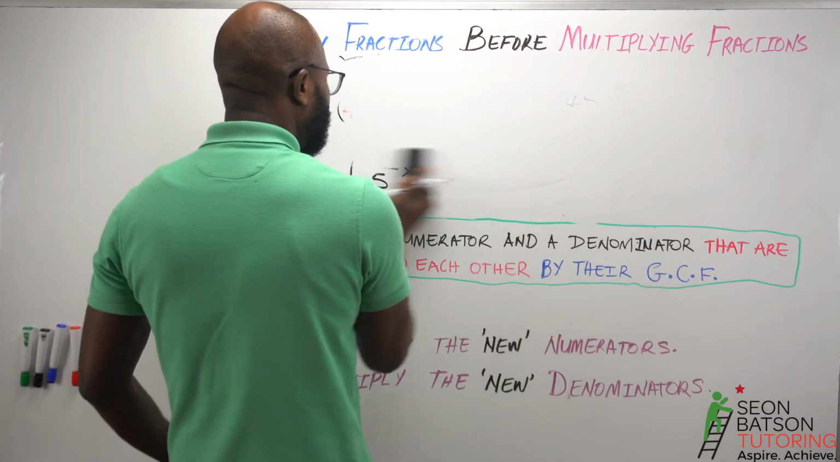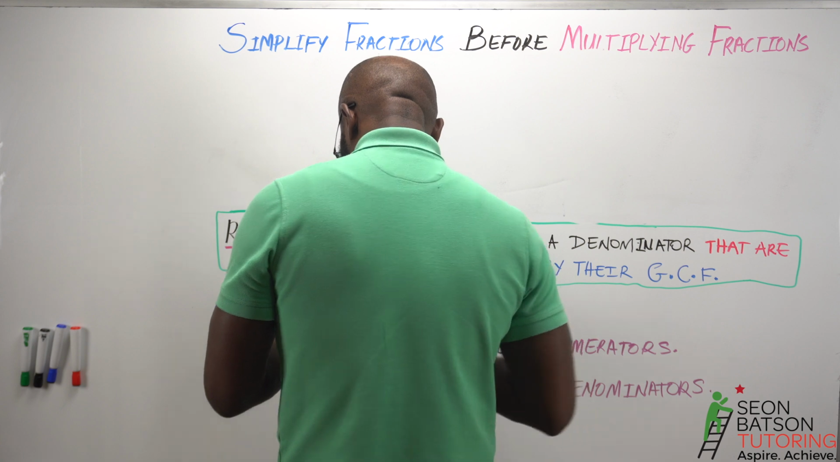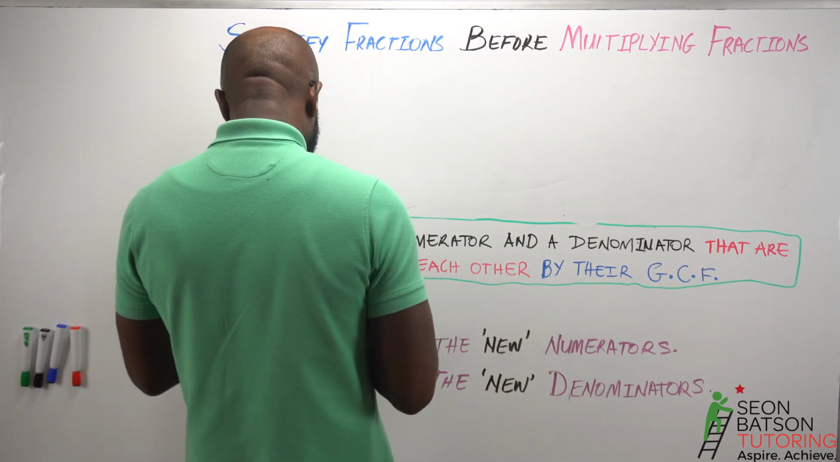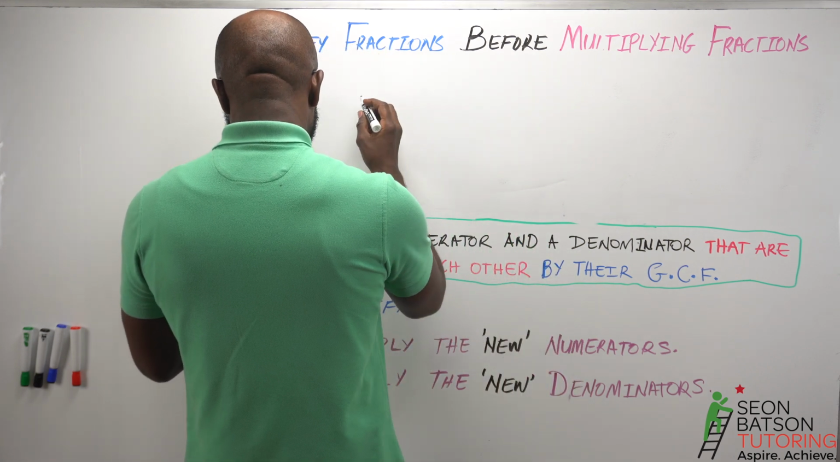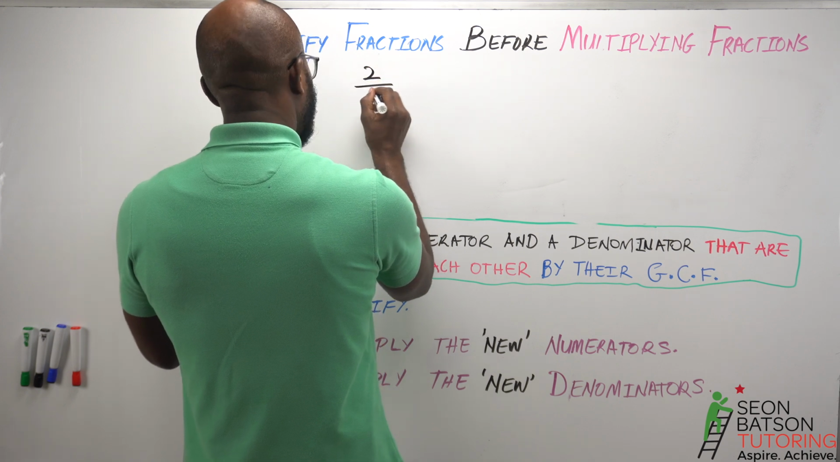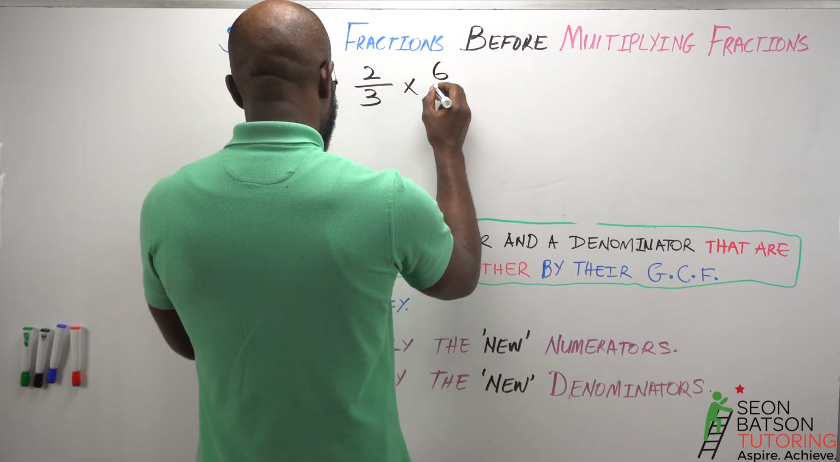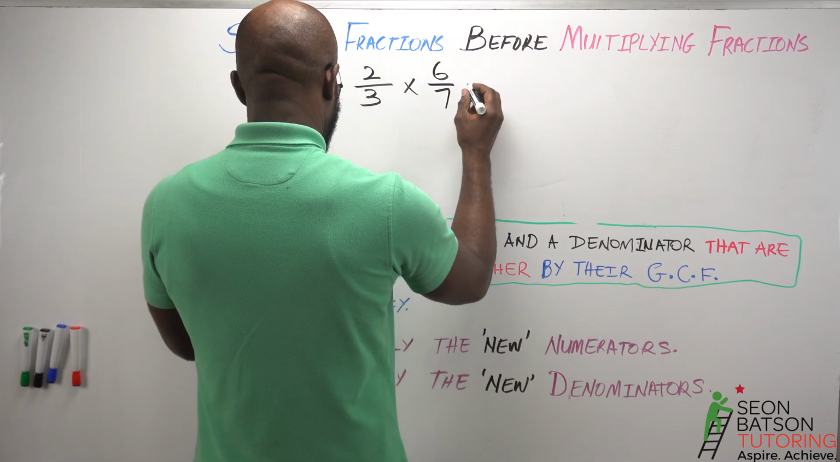All right. We're going to do one more, and then we are out of here. One more for the road. Let's do 2/3 times 6/7.